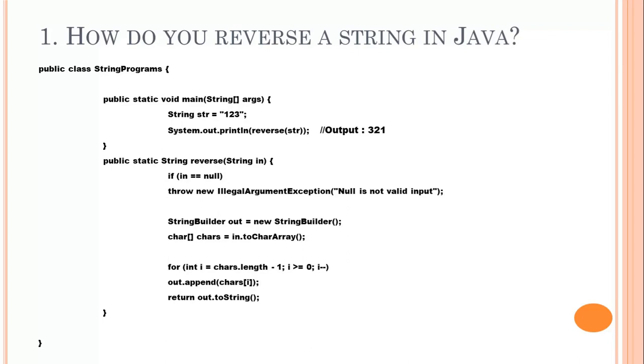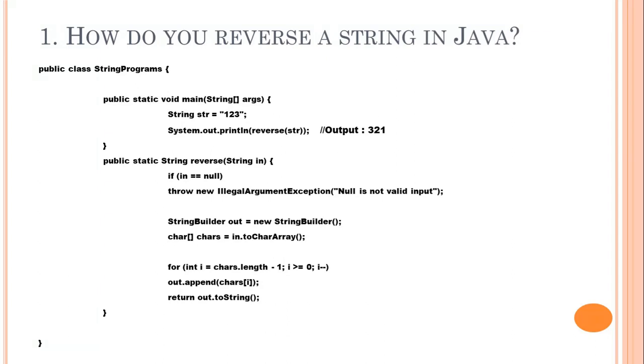So we need to loop from the end of the string to the beginning of the string. It will start from length minus 1 and continue while i is greater than or equal to 0. It will start from 3 and append all the characters to out. Out is nothing but a StringBuilder object.